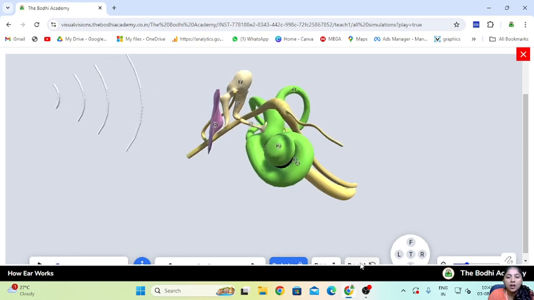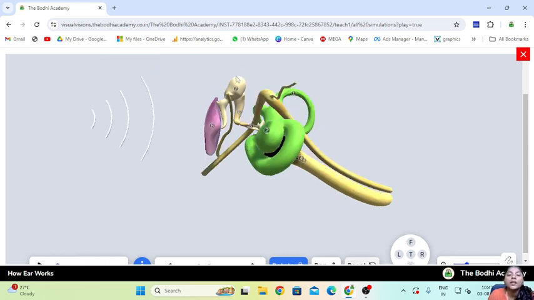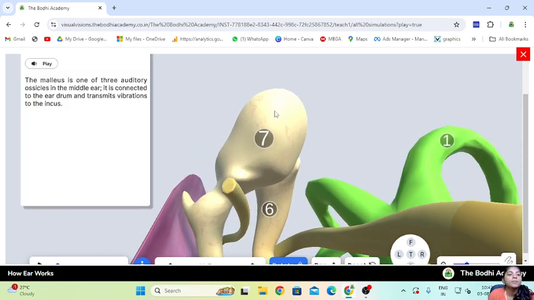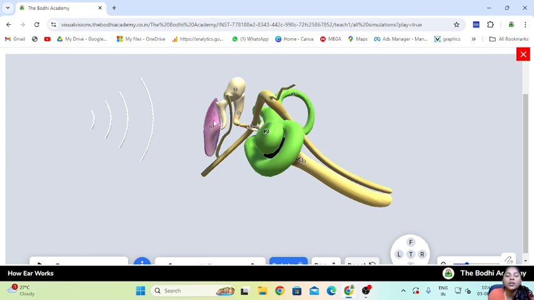Then after the eardrum, there comes the middle ear. So the middle ear is made up of three tiny bones. They are malleus, incus, and stapes. So the first one is malleus. The malleus is one of the three auditory ossicles in the middle ear. It is connected to the eardrum and transmits the vibration to the incus. So the vibrations which come from the eardrum are transferred to the inner ear by these three tiny bones.